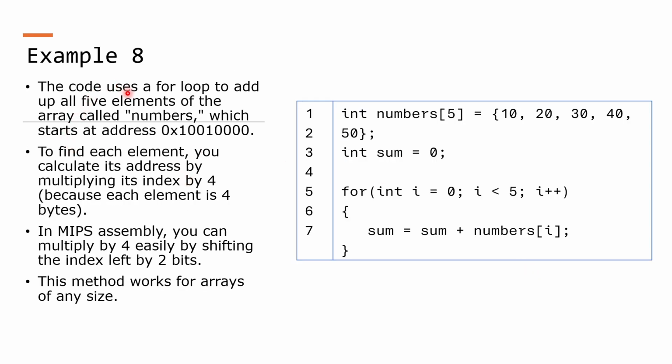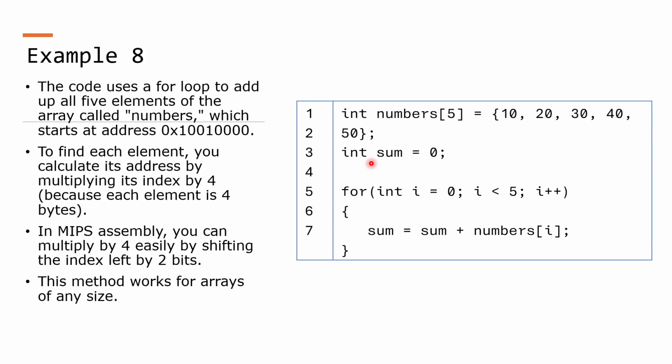Example 8. In this example, the code uses a for loop to add up all 5 elements of the array called numbers, which start at address 1001,000. To find each element, you calculate its address by multiplying its index by 4, because each element is considered one word, so one element is 4 bytes. In MIPS assembly, you can multiply by 4 easily by shifting the index left by 2 bits. So this method works for arrays of any size.